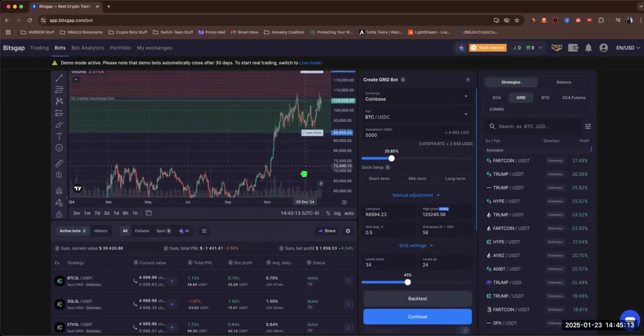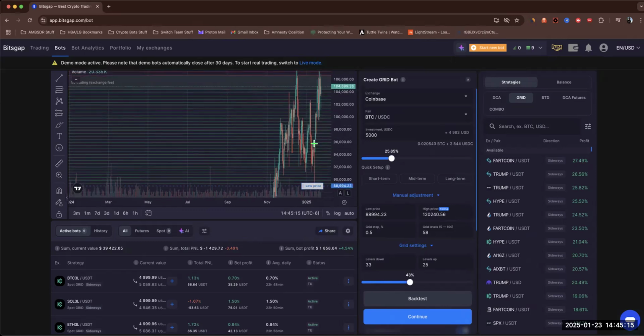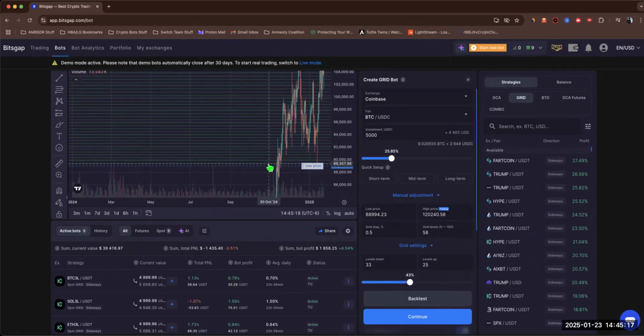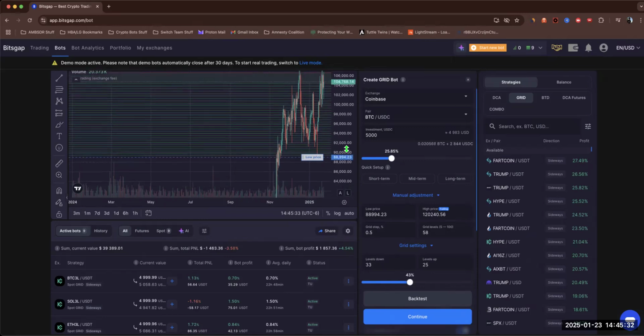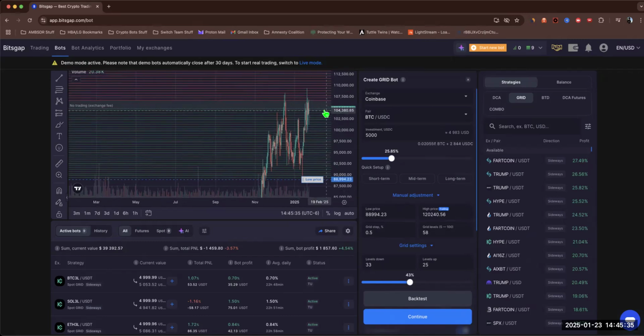So this is a good opportunity to explain this. Your grid step is going to be the distance between each one of these lines all the way up. And so every time it moves 0.5%, the price of Bitcoin and USDC, it's going to either buy or sell depending on where you're at. And you do see this trading exchange fee.